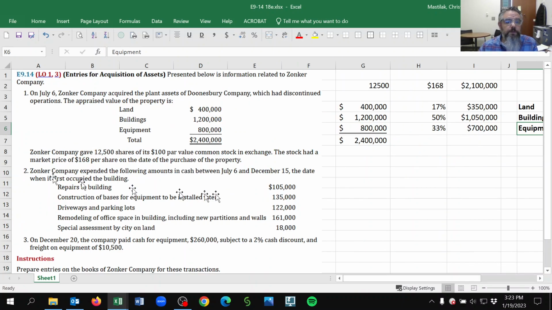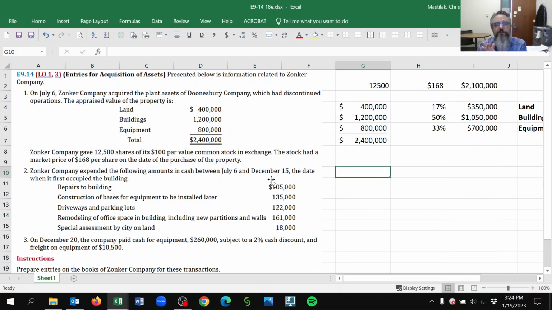Part 2. This is another recognition kind of problem, kind of like we did with the first exercise we did, where we identified what account's going to be recorded for all the costs. The same thing going on here. So what happens? So we bought the building on July 6th. We expended the following amounts in cash between July 6th and December 15th when we first occupied the building.